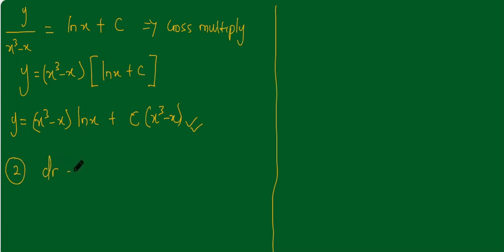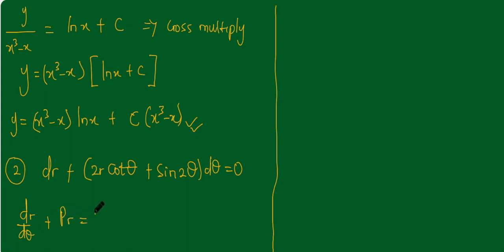dr plus 2r cos theta plus sine 2 theta d theta is equal to 0. So we know the first thing we have to do. We want to write this differential equation in the general form, which I'm going to write in terms of r and theta here now, which is dr/d theta plus pr is equal to q. So this is what we want to write it as.